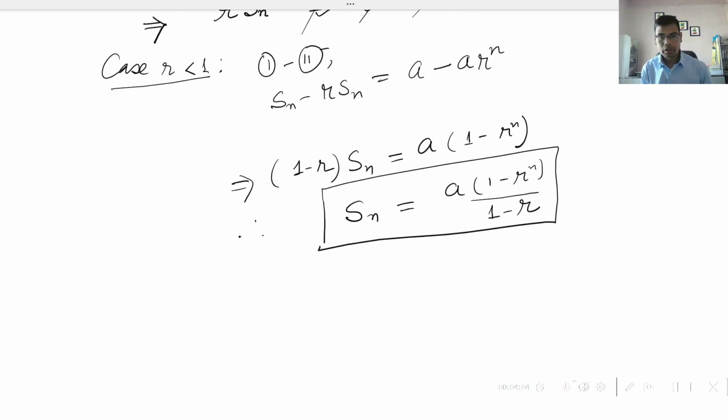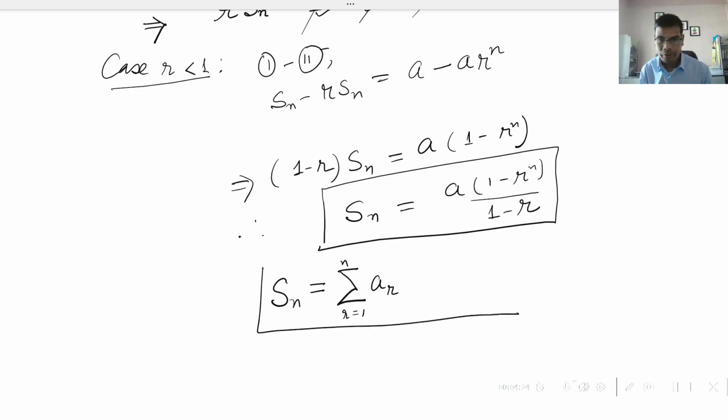Just to make a note here, in some cases you will see that this Sn is also denoted by the summation of a r, with the index going from 1 to n, which is equal to a of 1 minus r to the power n, whole thing over 1 minus r.